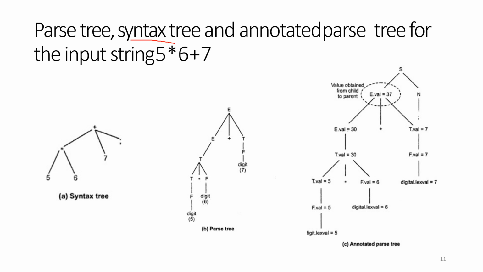This is a construction of the parse tree. We have to construct the parse tree with the grammar symbols. E tends to E plus T, E tends to T star F, T tends to F, F is a digit. Okay, this is a parse tree.